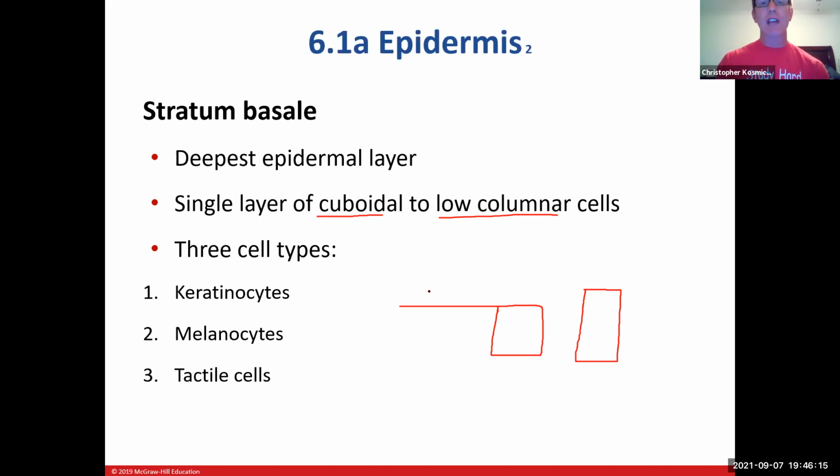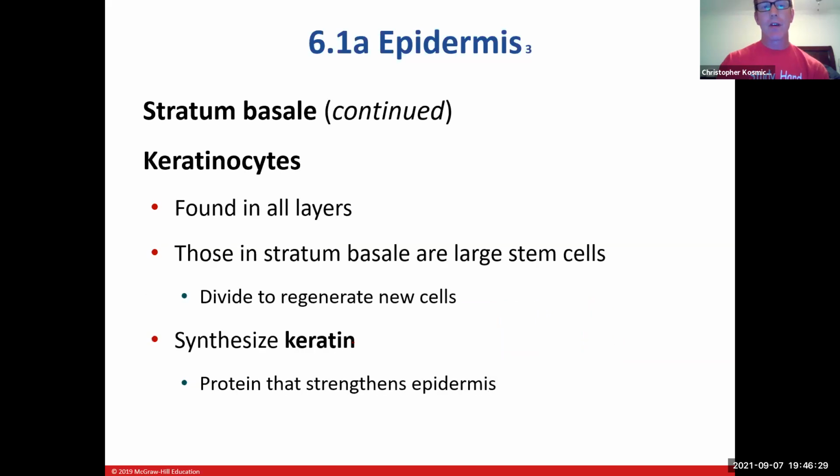So there's 3 cell types that we find in this single layer. The predominant cell type, which is the keratinocytes. Then we have the melanocytes, really cool cell. We'll talk about that in a moment. And tactile cells, touch cells. So the keratinocytes, these are the ones that are going to make our keratin. And that's the protein that is going to make our epidermis nice and strong.